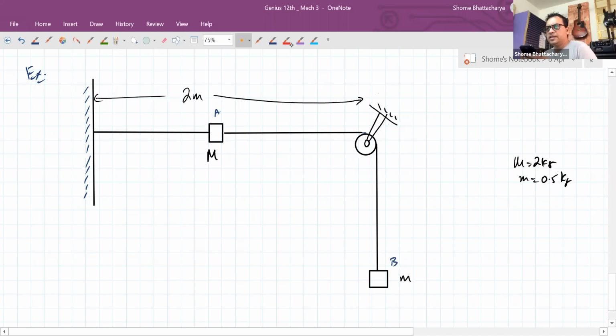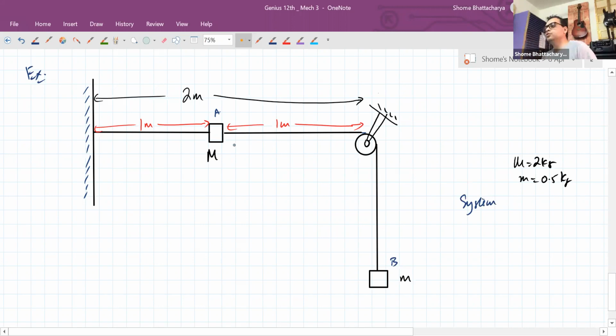Okay. And also this length here, the thread attached to the wall at this point, this is 1 meter. So that obviously means that this is another 1 meter. We'll ignore the size of the block. Okay. And g is equal to 9.8 meters per second square. So the system is released from rest from this position.